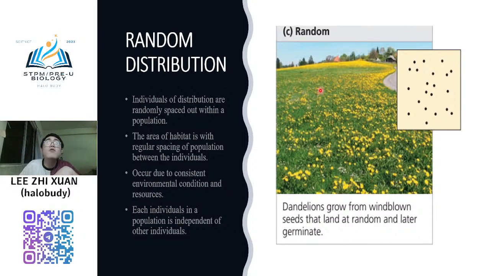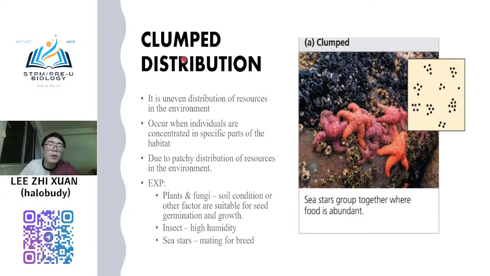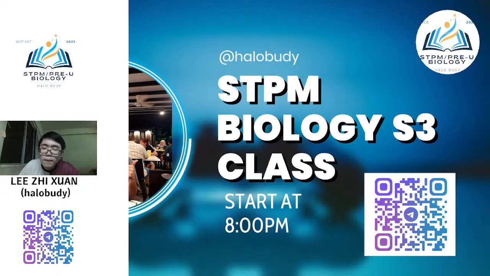So normally random distribution is in plants, because plants cannot move. But for animals, it is either uniform or clumped. Okay, so I think that's it. So that's all for this chapter.